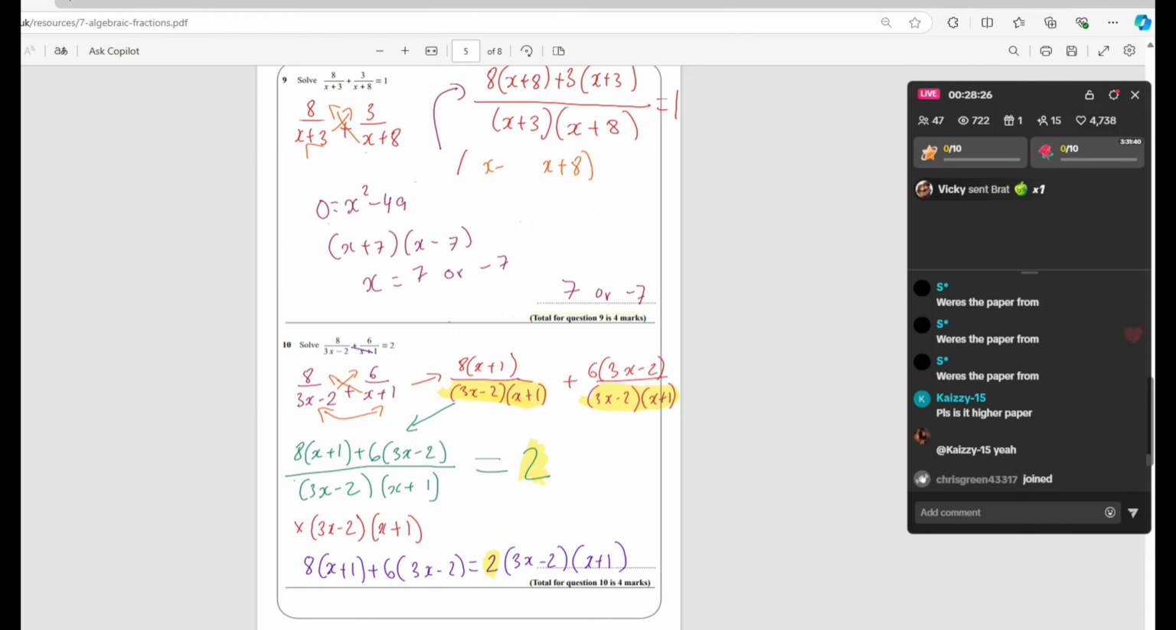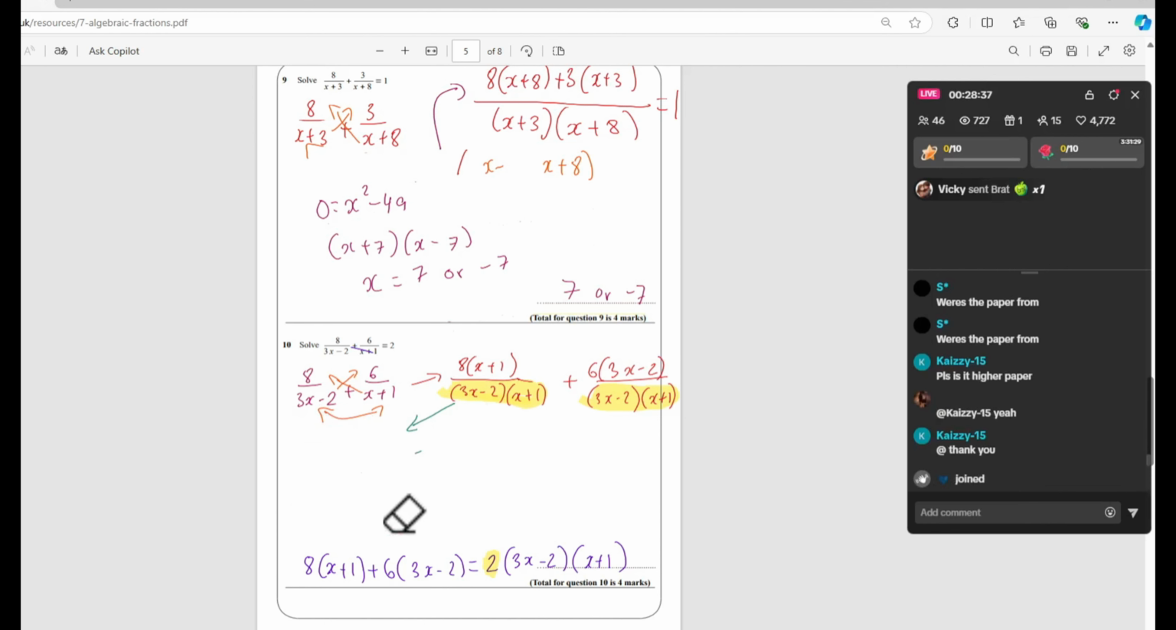So, I'm going to rub this out quickly. That's on the last part. I don't really have space anymore. I'm trying to get the 3,000 followers.